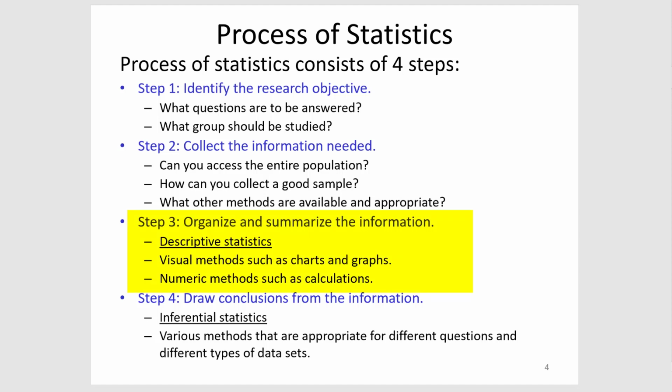So we have descriptive statistics. There are visual methods such as charts and graphs and numerical methods where we do calculations. So once we have our data summarized, then we have to go from our sample data and draw conclusions from that information. We call that inferential statistics. Now, various methods are appropriate for different questions and different types of data sets, and that's what we'll be learning.